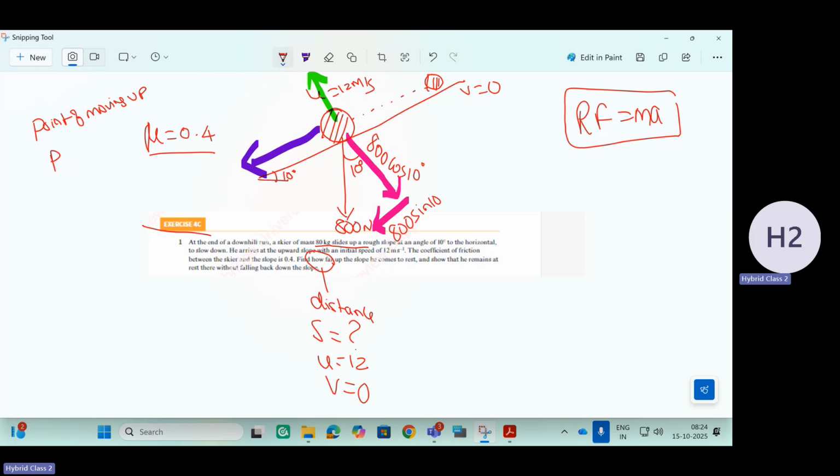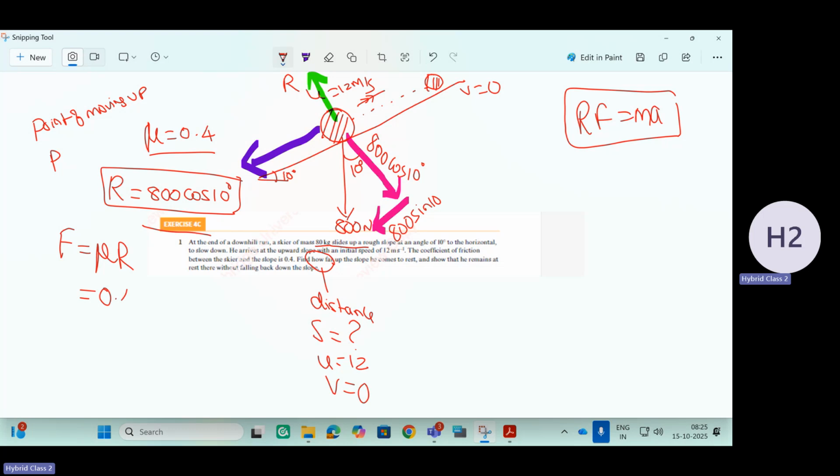So friction can be found, right? The particle is accelerating this side, which means in the perpendicular direction to the plane, it is in equilibrium. So what are the forces acting perpendicular to the plane? R is equal to 800 cos 10 degree. So we know what percentage of R is going to be friction? 40%. So friction is equal to mu into R. Mu, the coefficient of friction, is given 0.4, times 800 cos 10 degree.